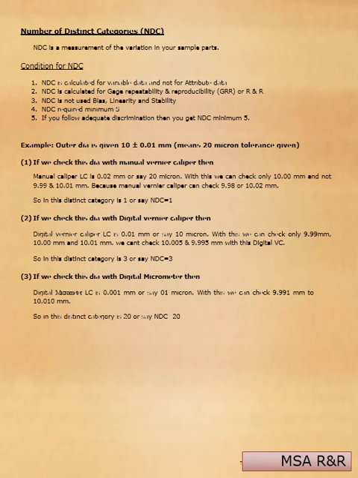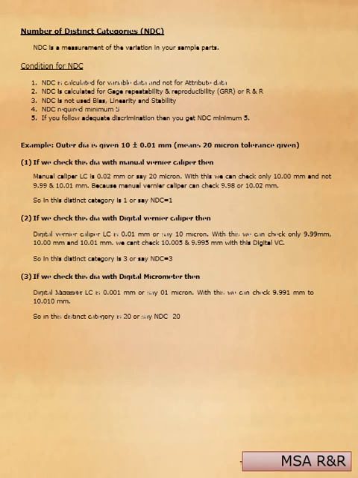Number of distinct categories, NDC, is a measurement of the variation in your sample parts. Conditions for NDC: NDC is calculated for variable data and not for attribute data. NDC is calculated for gauge repeatability and reproducibility. NDC is not used in bias, linearity, and stability. NDC required minimum is 5. If you follow adequate discrimination, then you get NDC of minimum 5.